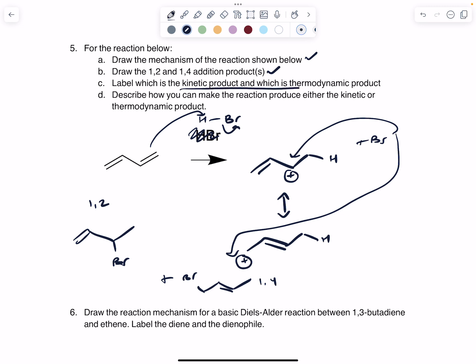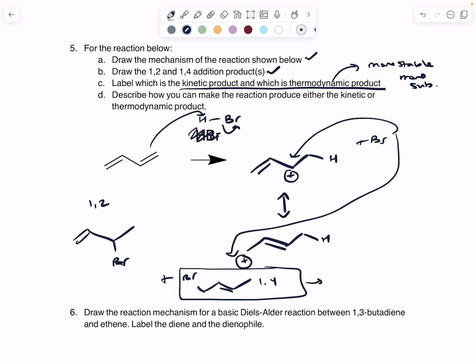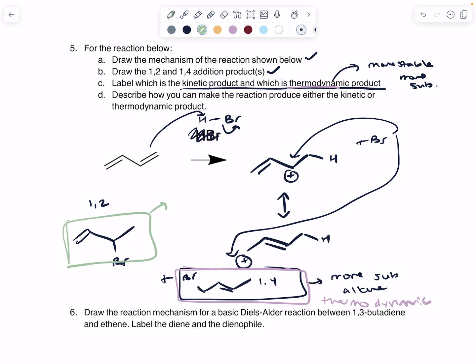So we drew the mechanism, and we drew the 1,2 and 1,4. Now I need to label which is the kinetic and which is thermodynamic. So thermodynamic is the more stable, and for alkenes, that means it's the more substituted. So that would be this one right here. More substituted alkene. So this one, I'll put it in, actually I'll do purple. This is the thermodynamic product. And then the easier one to form, but is less stable, is the 1,2. And this is the kinetic product.